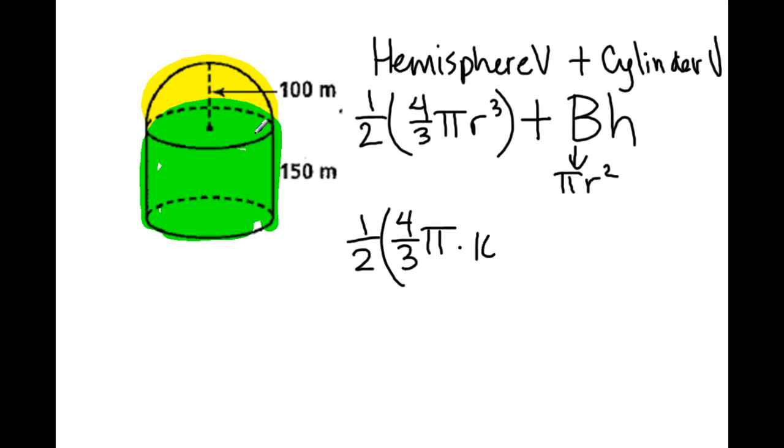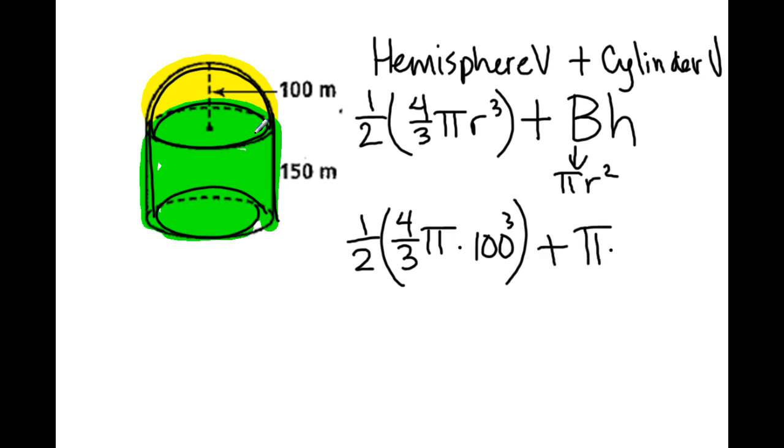My radius is 100. And now my radius on the hemisphere is exactly the same as the radius on my cylinder. It will always work out that way. If I had a cone on top of a cylinder, the cone would have the same radius as the cylinder. So then the cylinder formula, I use that same radius, square it, multiply it by the height of the cylinder. So then I enter that into my calculator.